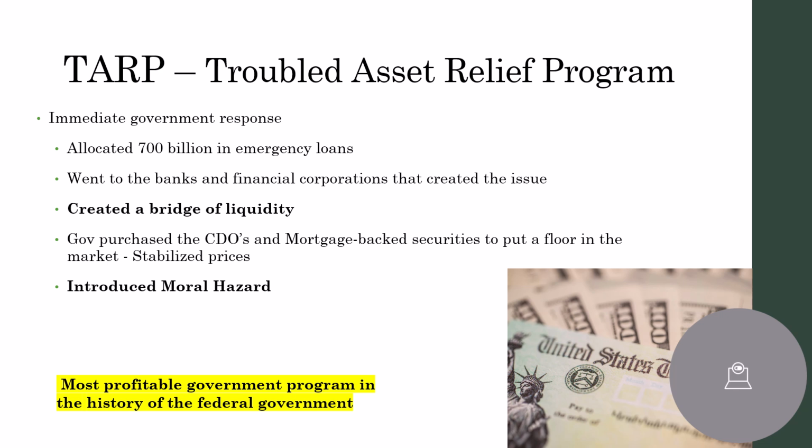The government used these funds to purchase the toxic assets like CDOs and mortgage-backed securities, to place a floor under the market to stop the free fall in prices that was happening. TARP helped stabilize the banking and loaning system, but it unfortunately introduced the problem of moral hazard. This was seen with Lehman Brothers and Bear Stearns. The government bailed out Bear Stearns, but Lehman Brothers unfortunately completely went under from this financial crisis.